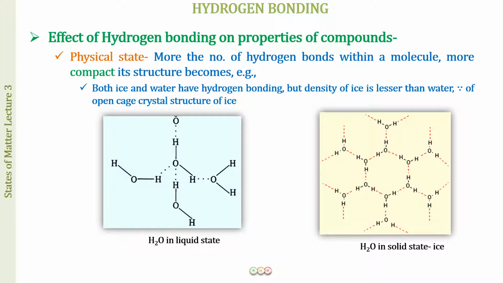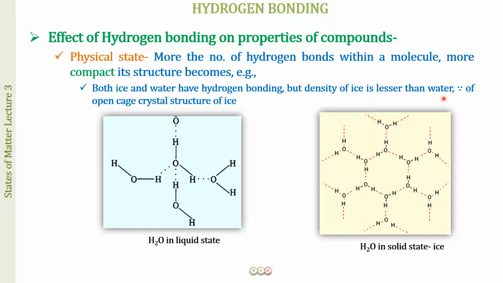Now, generally what we see is that when the molecules of the same compound are in the solid state, the molecules are going to come closer to each other. So when they come closer to each other, the density is going to be more in the solid state than the liquid state because there are more molecules per unit area. But what we see in the case of water is that the density of ice is less than that of water.